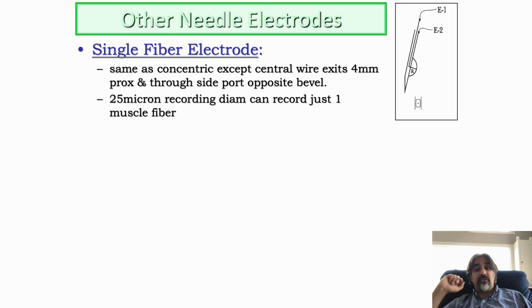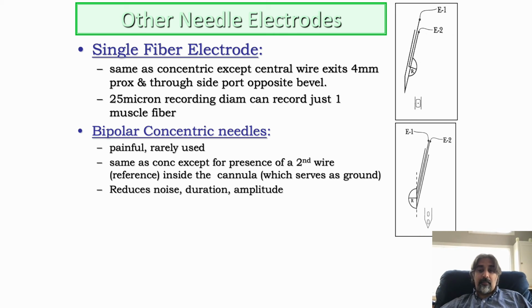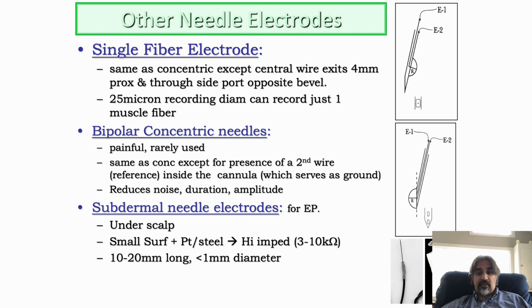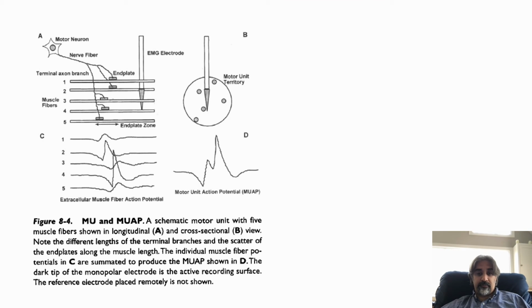This ability to measure separate muscle fiber action potentials from the same motor unit can be useful in the setting of neuromuscular junction disorders. Then there's the bipolar concentric, which includes E1 and E2 and ground all in the same needle. It's big, it's expensive, and it's painful. And then there's subdermal scalp electrodes, which are used for intraoperative monitoring.